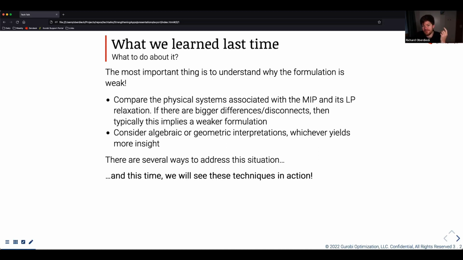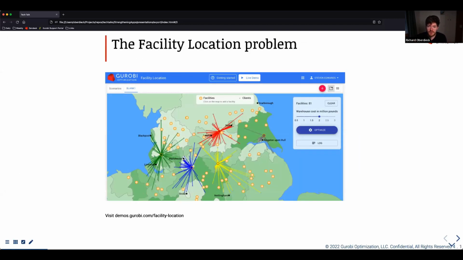And the last time we talked about several ways to address this. And this time, we're going to actually use those things in practice. And so in the next 40 minutes or so, Ed, Steve, and I will each present one application. These are real applications. These are not textbook somewhere. This is real things. And we're going to show you how the application is set up, identify the weakness, learn what it is, and then show how to strengthen the formulation. And the first application we're going to be looking at is the facility location problem that Steve is going to tell us about.